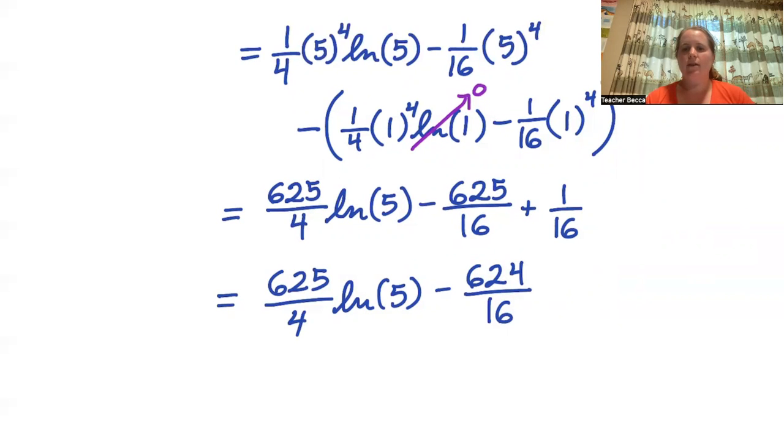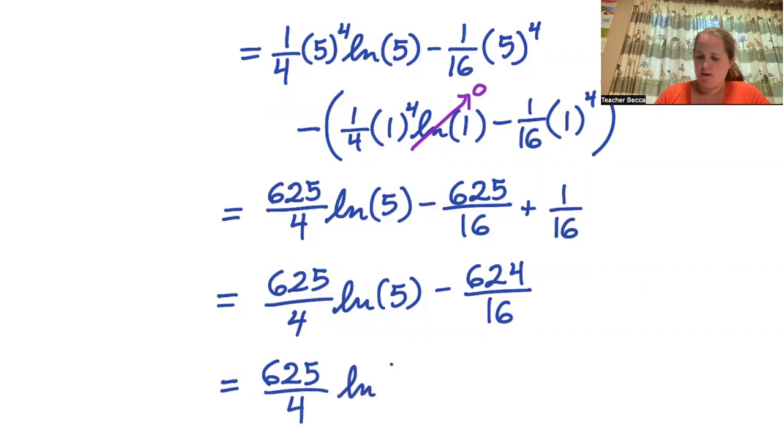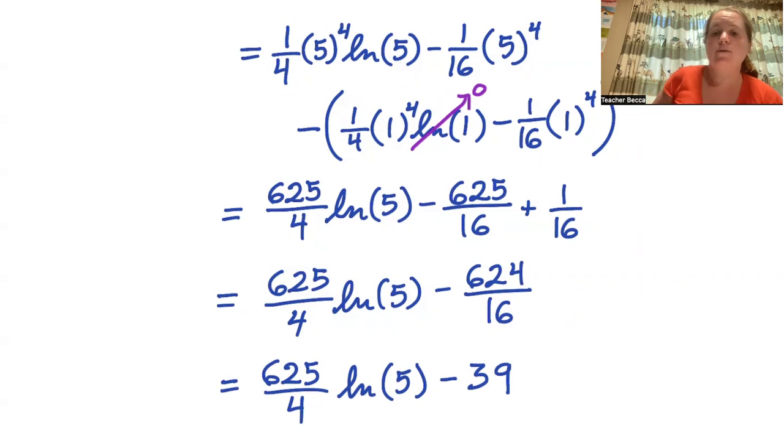And if we simplify this, we wind up getting 625 fourths times the natural log of 5 minus 39. So this is our definite integral, or an integral involving powers of x times a natural log. This is a trick we can use. Again, natural log gets way too complicated when we integrate to use for our dv, so we chose it as our u instead.